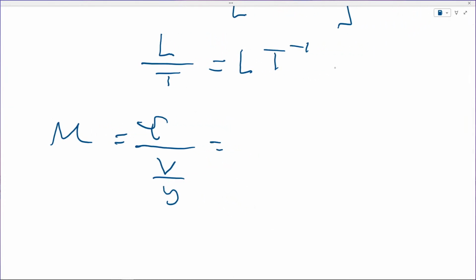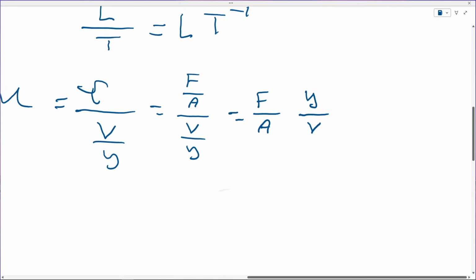So can we express this, shear stress, as force over area? You agree? And this is velocity over distance. So that is equal to, from algebra, we also know that this is equal to F a over y over v. Do you agree? You bring this here and this here, so this is equal to this. We know this from algebra. Can we simplify this even more?